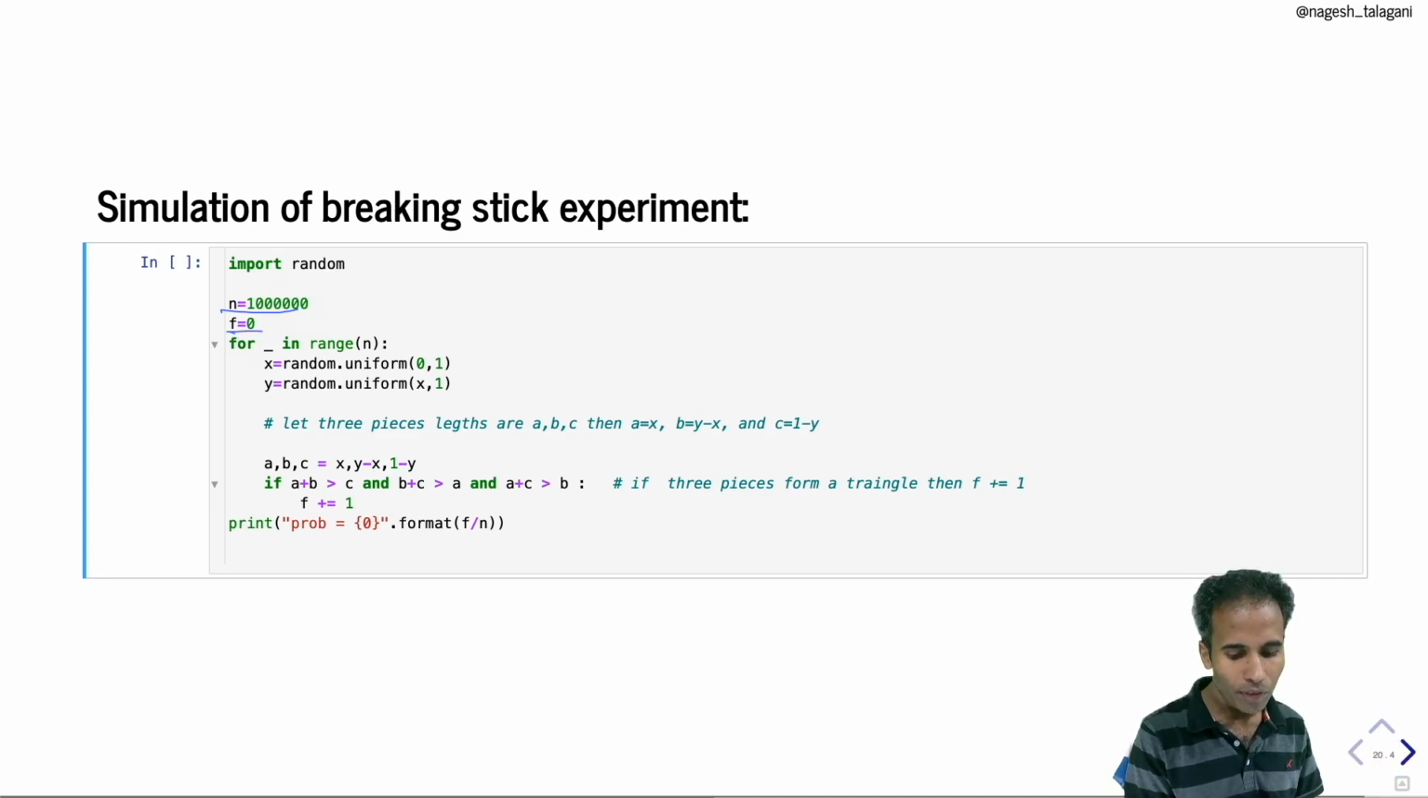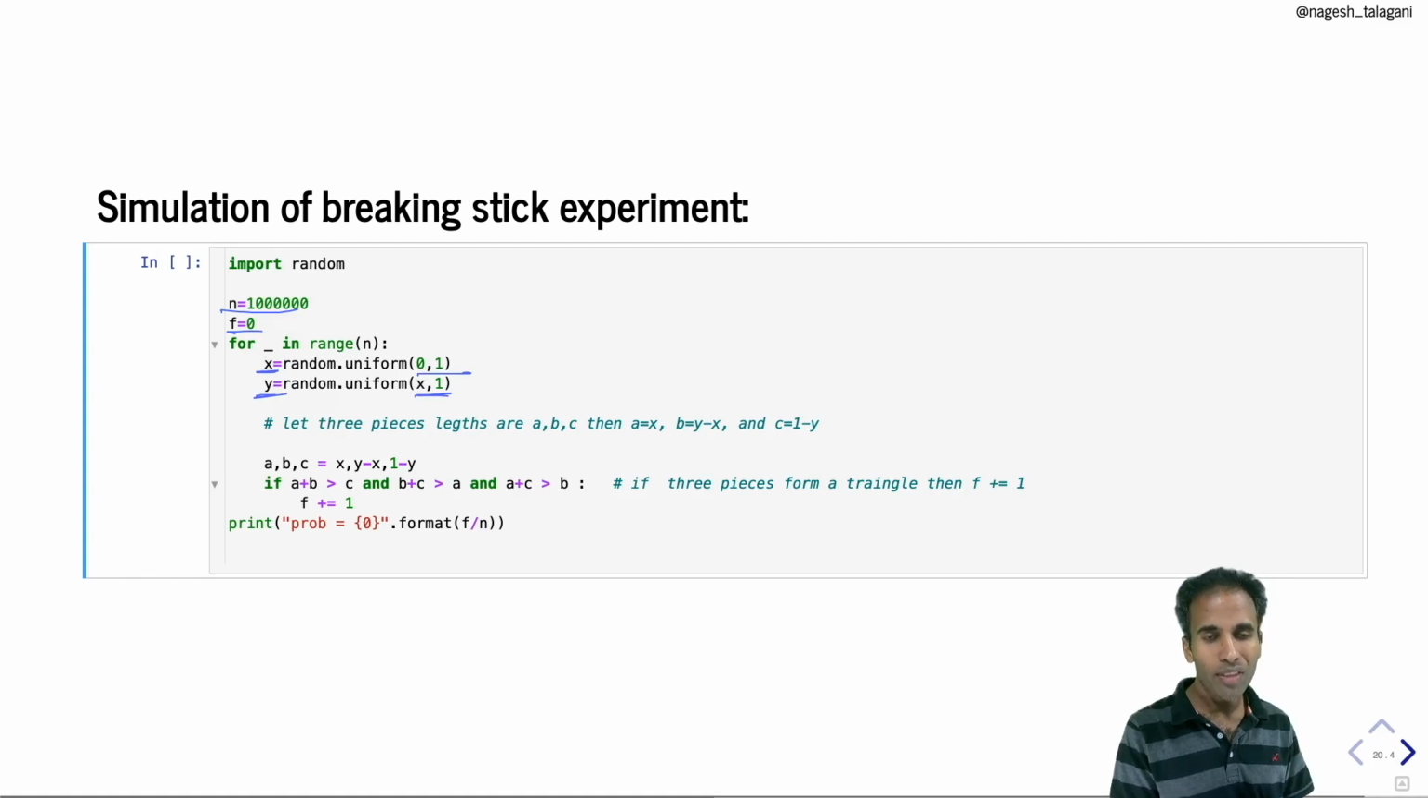I am starting with a frequency 0. In this for loop, each time I pick a random number in the interval 0, 1 and put it in x, and I pick a random number from the interval x to 1 uniformly and put it in y. So these are the locations I mentioned, x and y. Then I get the three lengths a, b, c: a is x, b is y minus x, c is 1 minus y. a, b, c are the lengths of the three pieces.